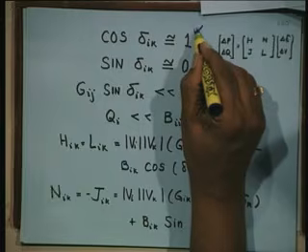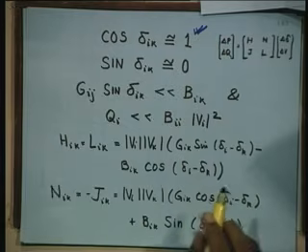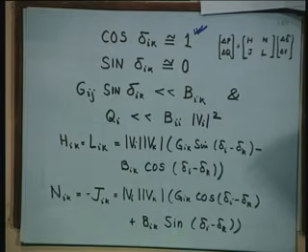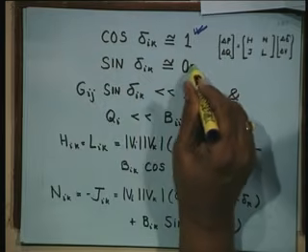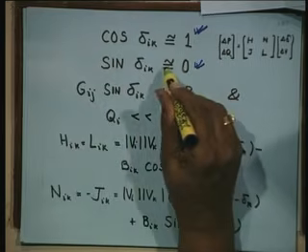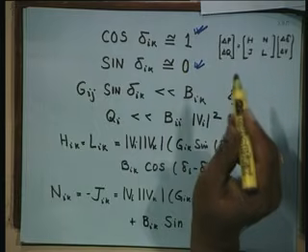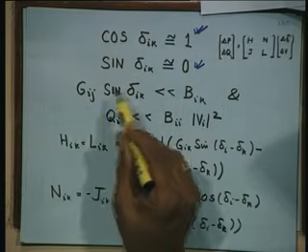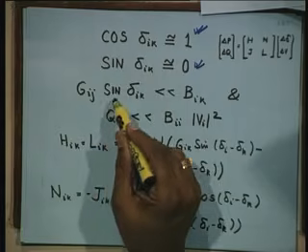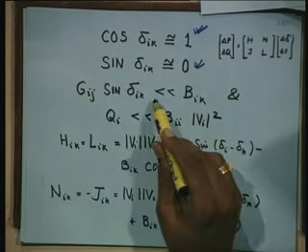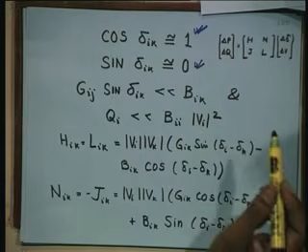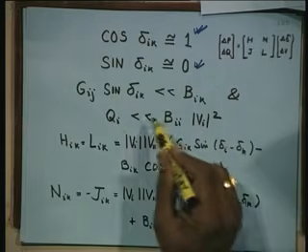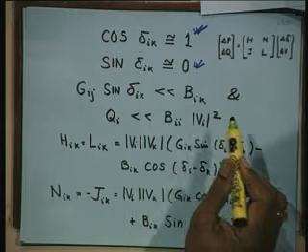And that is why perhaps Stott was knowing about our grading system. He says this is equal to 1. The sine of that small angle is close to 0. This is very nearly equal to. And hence Gij, G is conductance, sine of delta ik is much less than Bik. And similarly Qi is less than Bi Vi square.